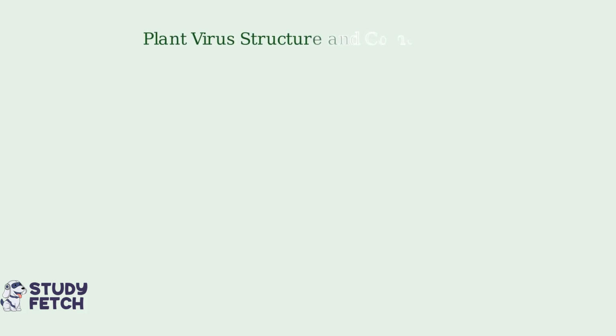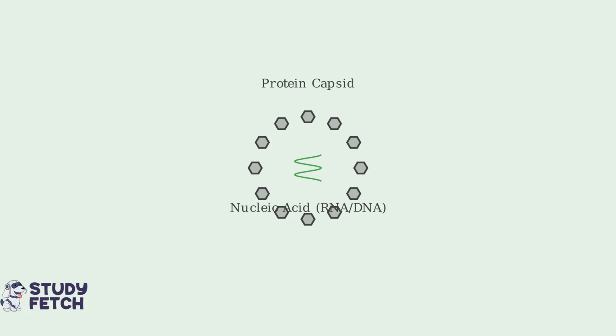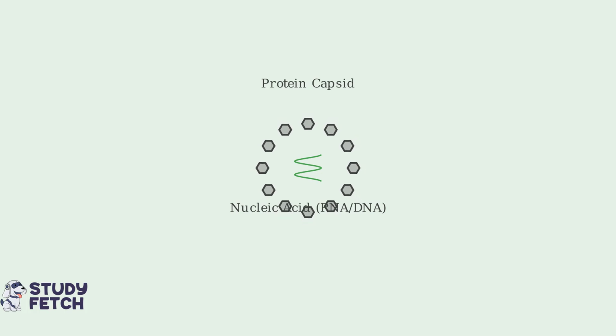Plant viruses have a simple yet elegant structure consisting of two main components. At the center is the nucleic acid, which contains the virus's genetic material. Surrounding this genetic core is a protective protein coat called the capsid. The capsid assembles around the nucleic acid to form a complete virus particle.